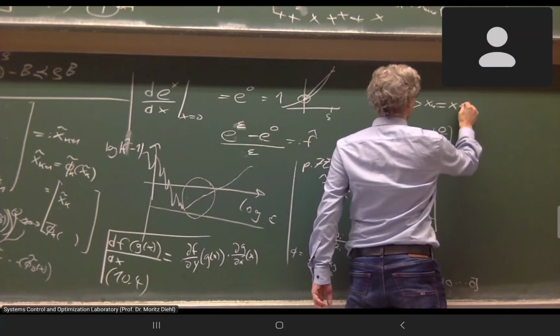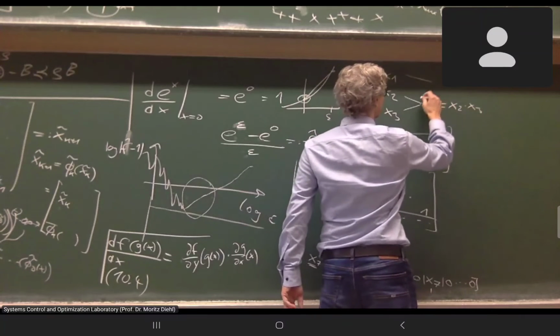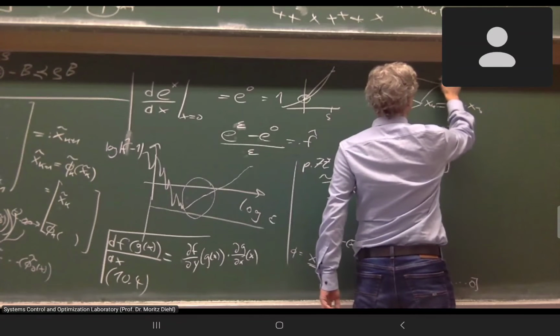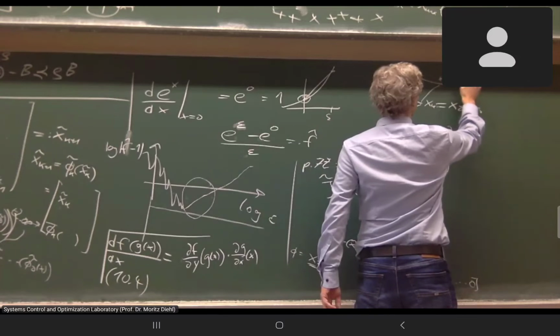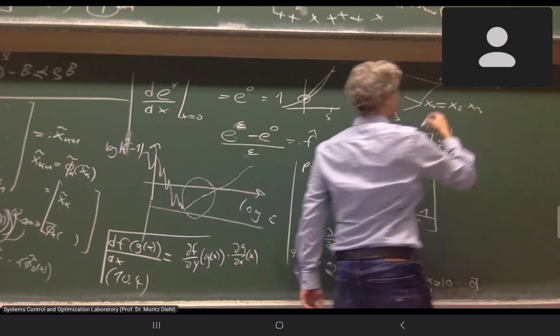That would be the product of 2 times x3, right? Which is 100. Then I take these 2 numbers and I add them. So then I say x5 is equal to x4 plus x1, right?